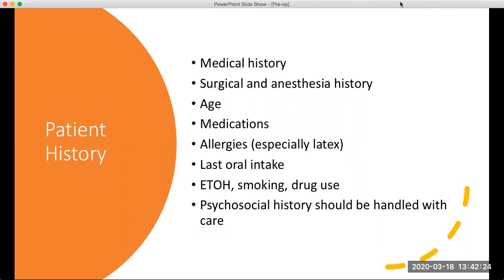Be careful asking about these types of questions: alcohol, smoking, drug use, as well as psychosocial history. Always be aware of who else is in the room. You may have to ask a family member or parents to step out for questions like this, because we want to make sure that we're getting honest answers so that we reduce the risk of harm in the post-operative period.